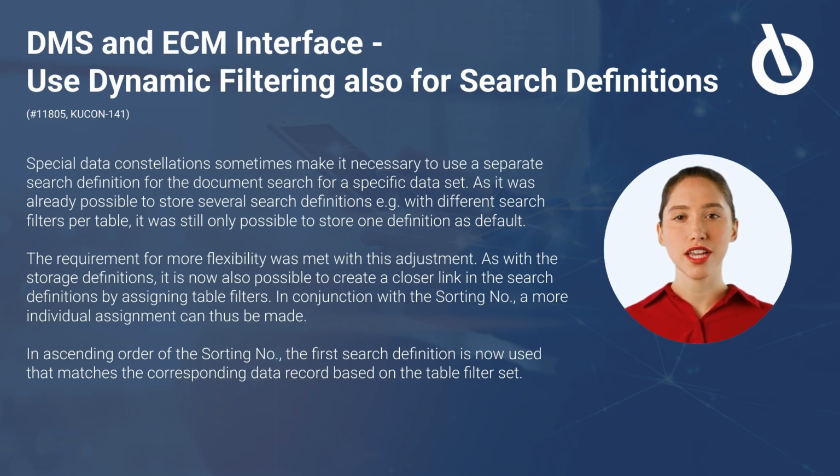As with the storage definitions, it is now also possible to create a closer link in the search definitions by assigning table filters. In conjunction with the sorting number, a more individual assignment can thus be made. In ascending order of the sorting number, the first search definition is now used that matches the corresponding data record based on the table filter set.